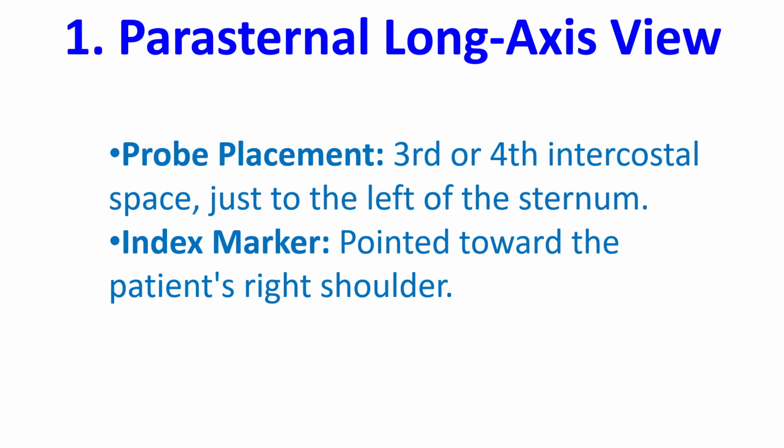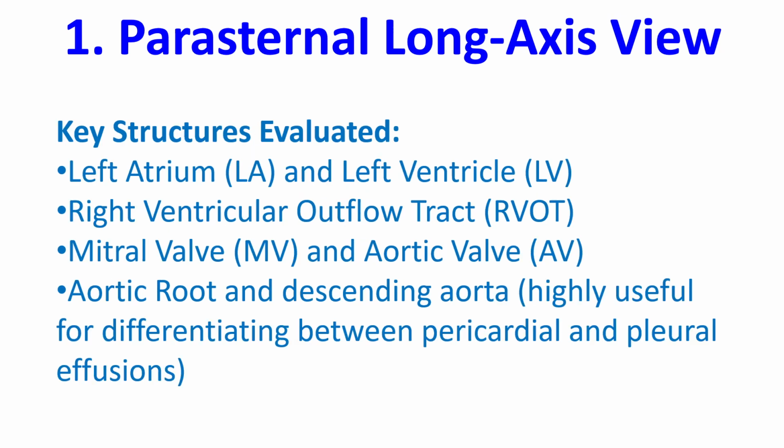The probe is placed in the third or fourth intercostal space just to the left of the sternum, with the index marker pointed towards the patient's right shoulder. Key structures evaluated include the left atrium, left ventricle, right ventricular outflow tract, mitral and aortic valves, aortic root and descending aorta. It is highly useful for differentiating between pericardial and pleural effusions.